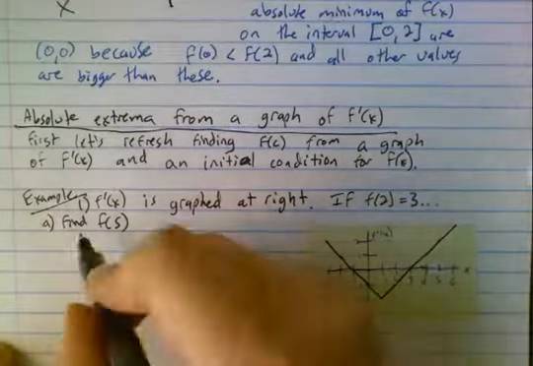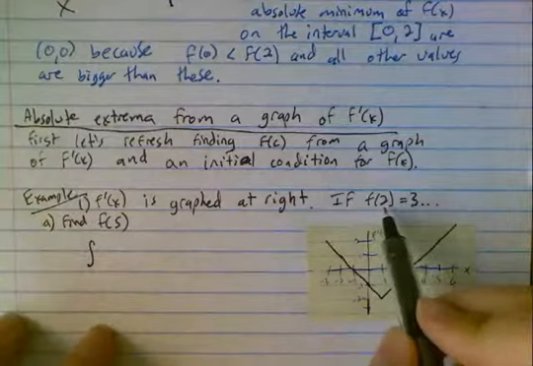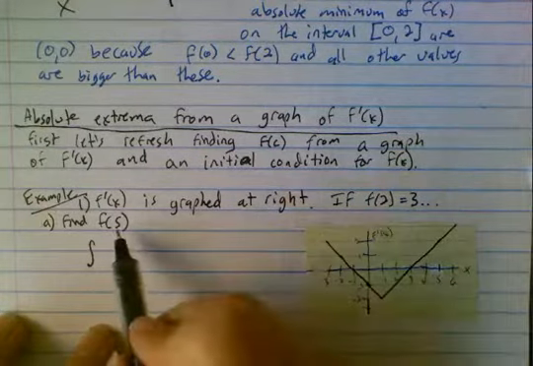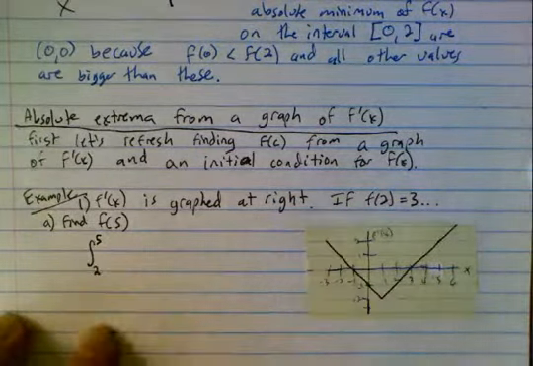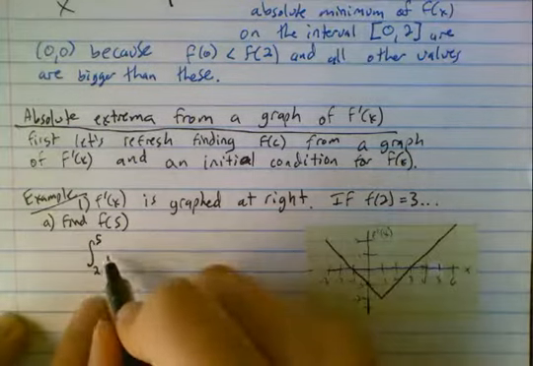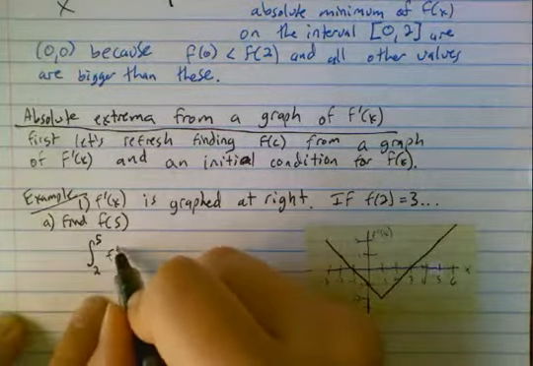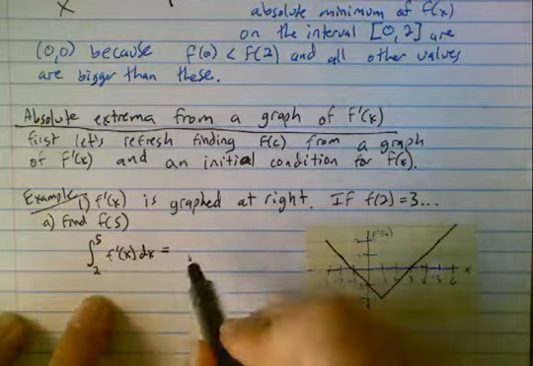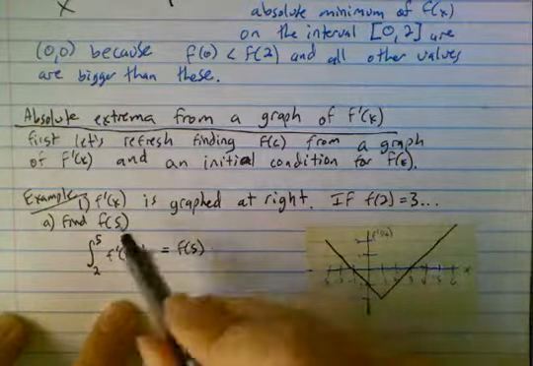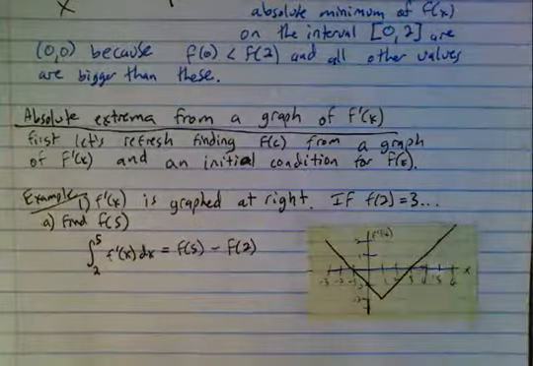The key thing to remember is the fundamental theorem of calculus. We know f of 2, we want to find f of 5. We can use the fundamental theorem of calculus to relate those. The integral from 2 to 5 of f prime of x dx is going to equal f of 5, which we want to know, minus f of 2, which we actually know.